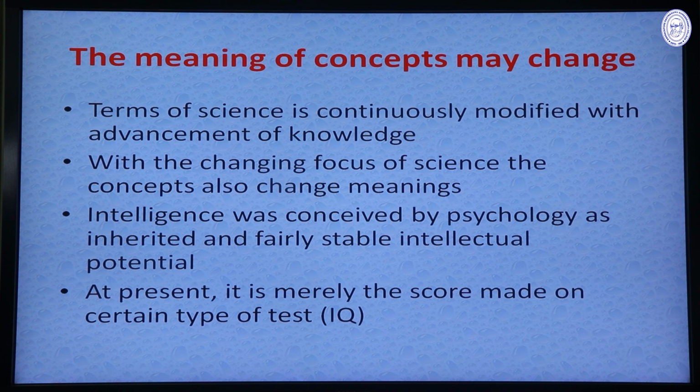So intelligence, for instance, was conceived by psychology as inherited and fairly stable intellectual potential. So psychology defined intelligence previously as something which is inherited and fairly stable. That means the level of intelligence one person has is fairly stable, and he or she has inherited it. So it's a property which can be inherited and which is a fairly stable intellectual potential.